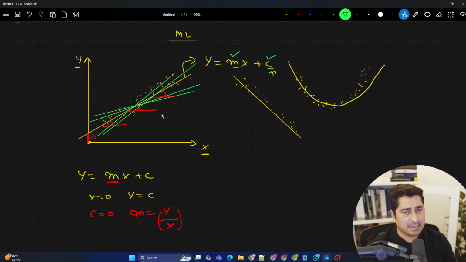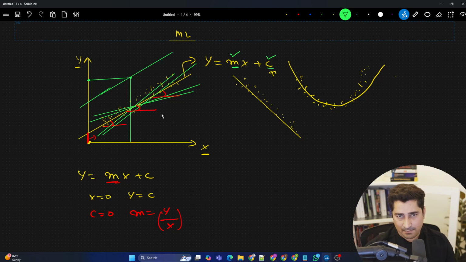Any line in this space, if I'm going to draw it at the end of the day, for any line, it's going to be M and it's going to be C. And if I know M, if I know C, I will be able to draw a line. And if I'm able to draw the line, I can try to pass a value of X over here, right? And it is going to give me a value of Y.